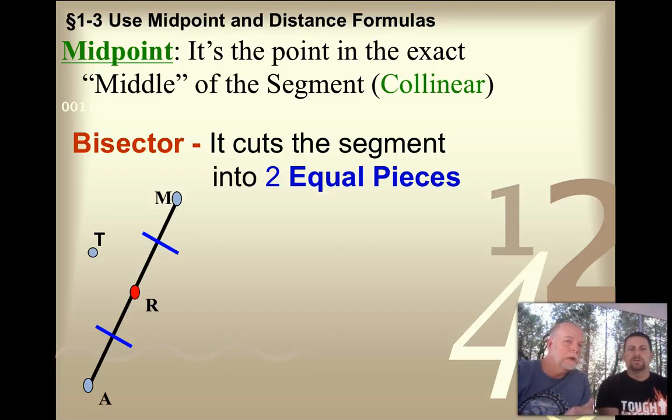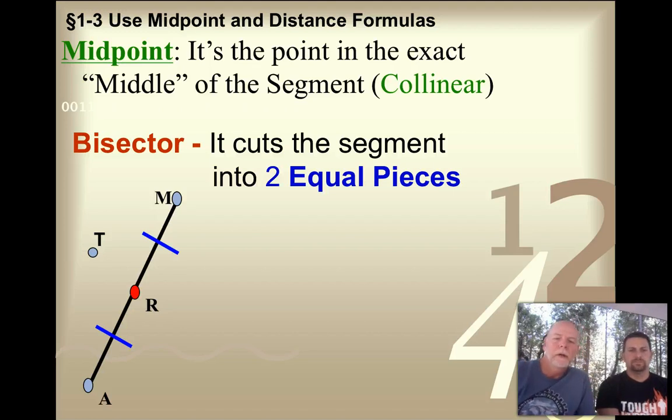We need to look at the definition of that word itself. Bi means two, like bicycle is two wheels. Sect means to cut, like you dissect a frog in biology. That means to cut up. And so a bisector cuts things in two equal halves.